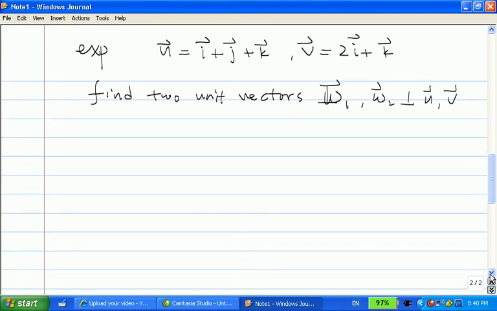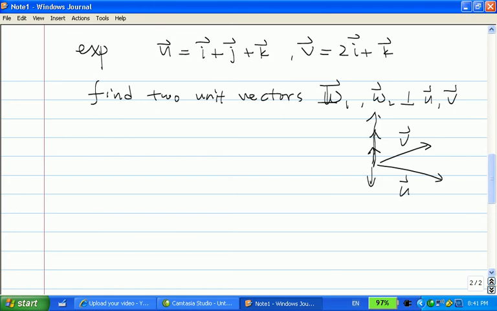Okay, I give you vector U and vector V. How many vectors can you find perpendicular to both of them? The answer is infinity. You have something like that with a different magnitude. There are infinitely many. However, only two vectors are perpendicular to both of them and have magnitude 1. So one is like this, one is like this.